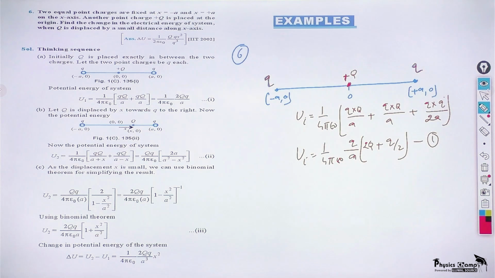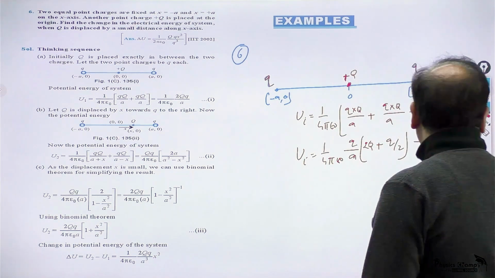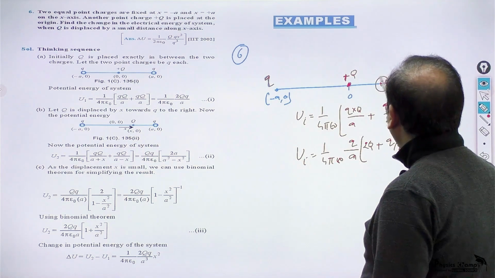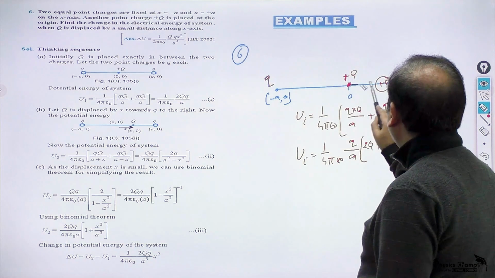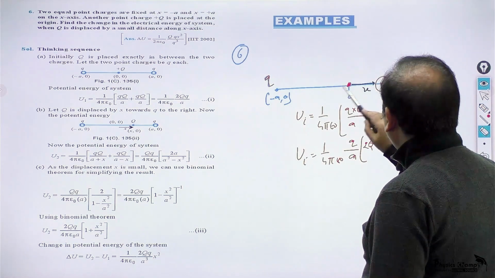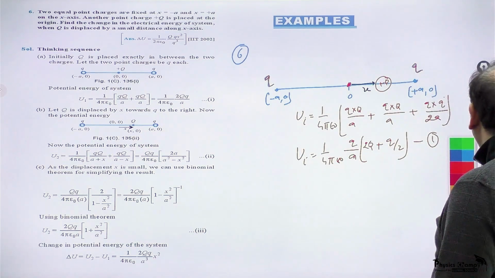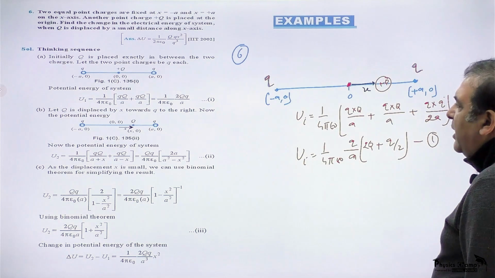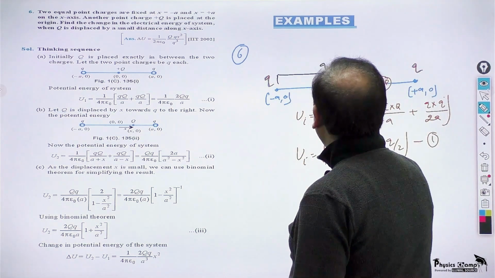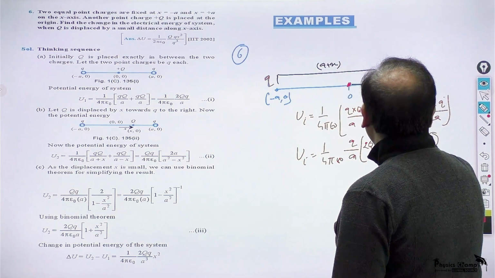What will happen if there is a small displacement that we make? What will happen if this charge Q is shifted, say, by x? So if this capital Q is shifted by x, it means this time this gap is how much? a plus x. And this gap is how much? It is a minus x.